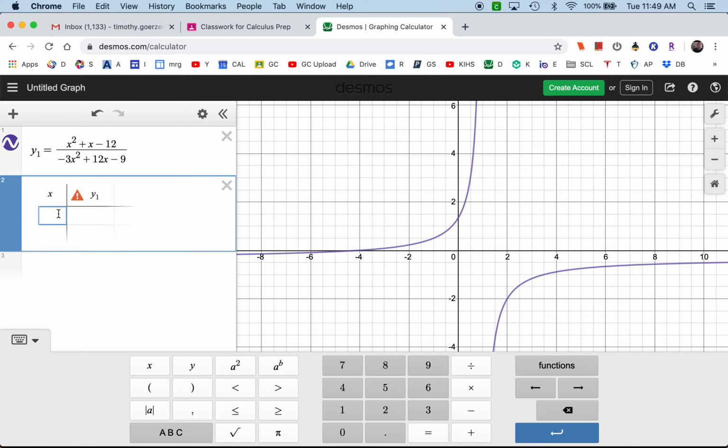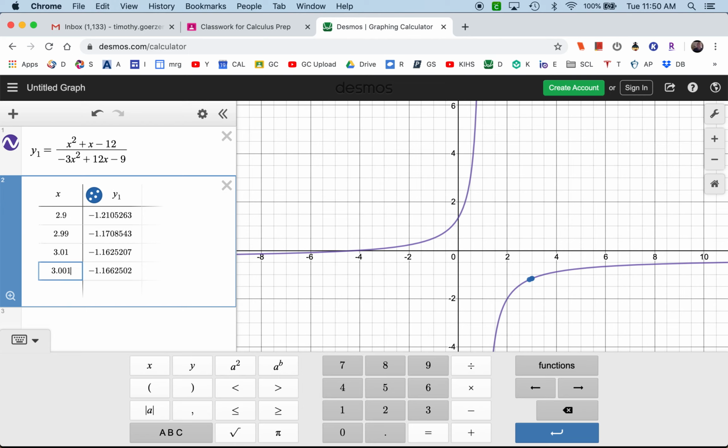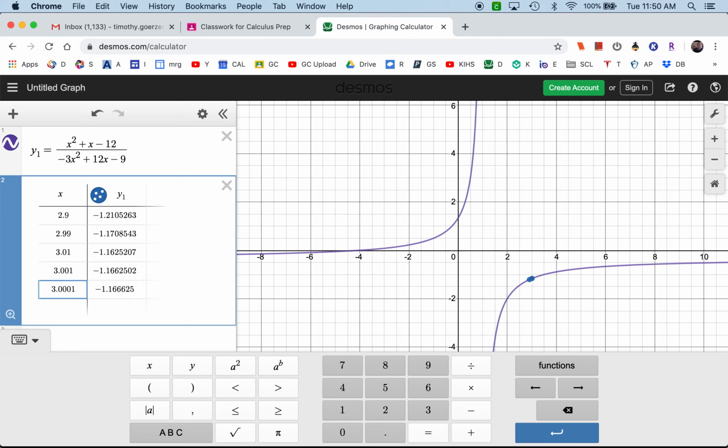And then we want values around 3. So like 2.9, 2.99. Or on the other side, which would be 3.01, 3.001, 3.0001. Do they both approach a similar answer? And you can see that on both sides, if you round it, is getting closer and closer to either -1.16 or -1.17. Let's try 2.999.